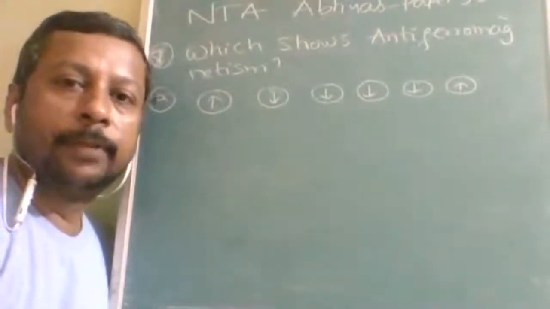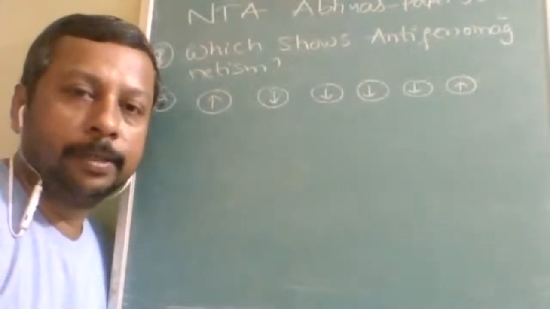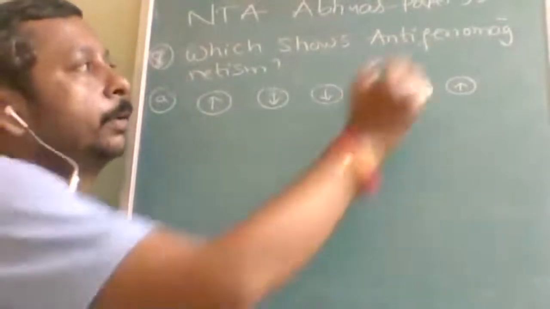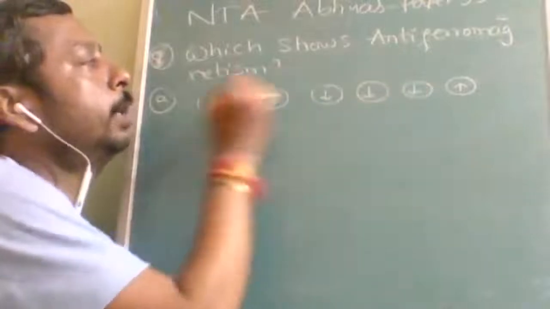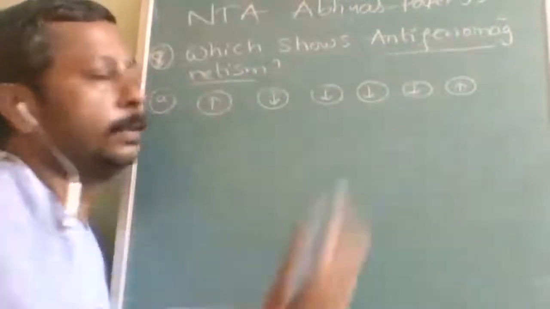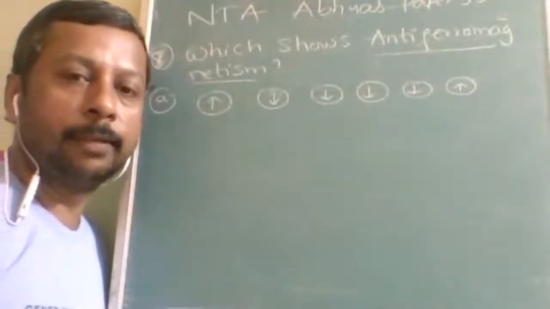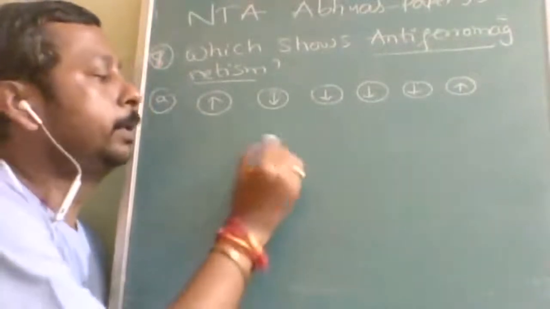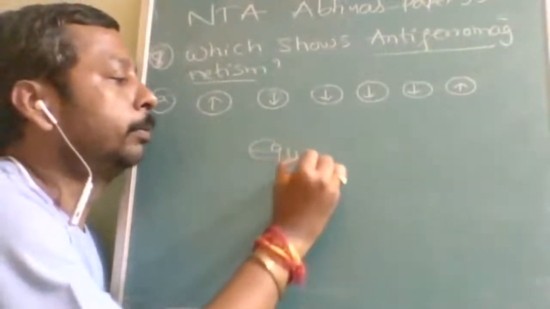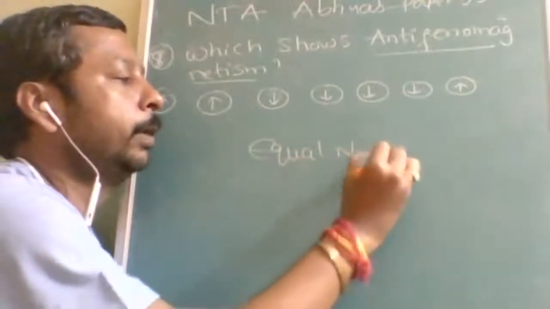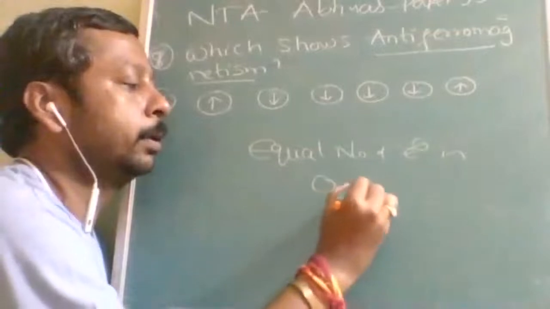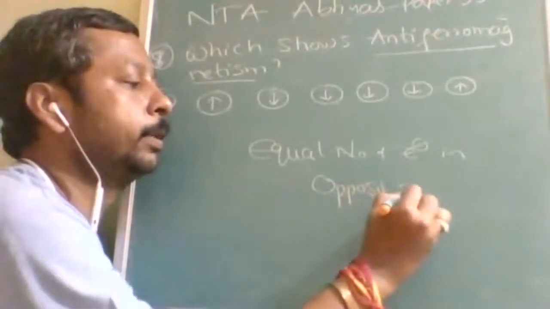Okay, eighth question is from the solid state, magnetic properties of the solid state. Which shows antiferromagnetism? Antiferromagnetism means equal number of electrons in opposite spin.